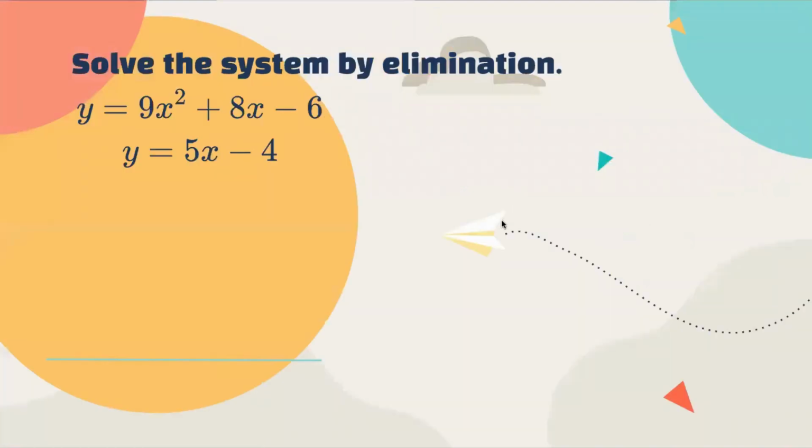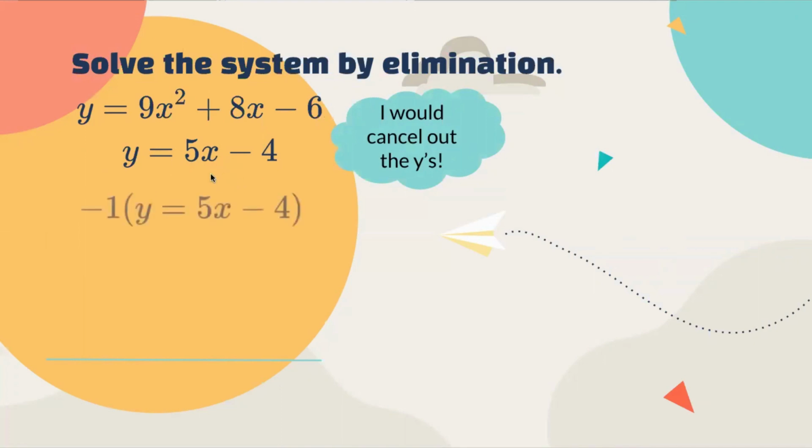Let's take a look at this other system, which we'll also solve using elimination. We have y equals 9x squared plus 8x minus 6, and we also have y equals 5x minus 4. I'm going to cancel out the y's since I don't want to multiply both of the equations by a constant. So I'll multiply one of the equations by -1 so that we can cancel out our y's. I multiplied y equals 5x minus 4 by -1. If you multiply that, you would get -y equals -5x plus 4.